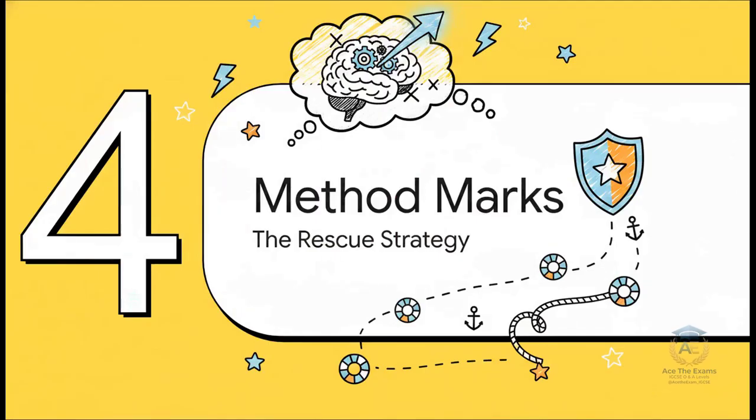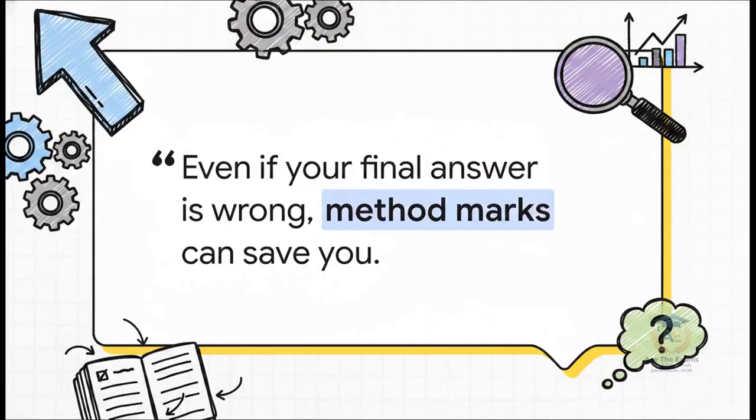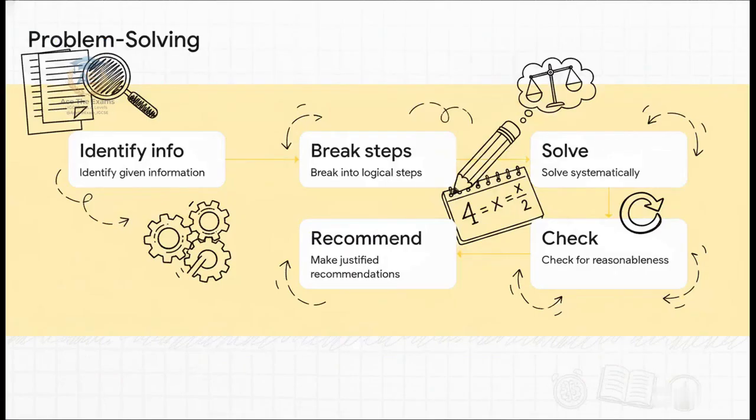Section 4. Securing method marks. Please look at this quote directly from the examiners. This is a massive, massive examiner alert. Students lose marks by not showing working. Even if your final answer is wrong, method marks can save you. This is your rescue strategy. Showing your exact analytical process is how you secure crucial method marks. The examiners literally want to see the gears turning in your head. They want to see your methodology, not just the final destination. If you hit a complete mental roadblock during the exam, showing your work is the parachute that stops your grade from free-falling. So how do we do that?